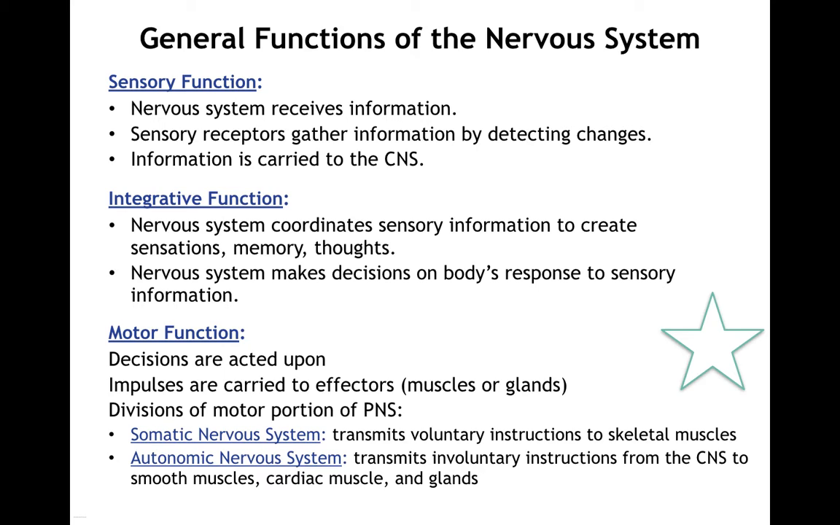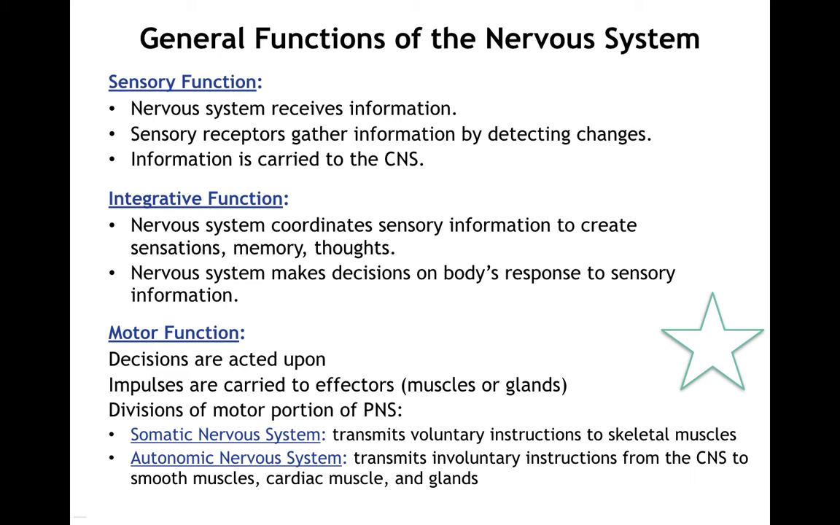But how do you take that sensory information in total and convert it to a good response is not as clear as we would like to present it being. That's the nervous system coordinating sensory information, creating things like sensations, memories, and thoughts. That nervous system then makes the decisions on what the body's response to sensory information should be. So we've got a sensory function, an integrative function, and then we need a motor function. How do we act upon those decisions that we made? The impulses would be carried to effector organs, either skeletal muscle or glands, or smooth muscles for that matter.